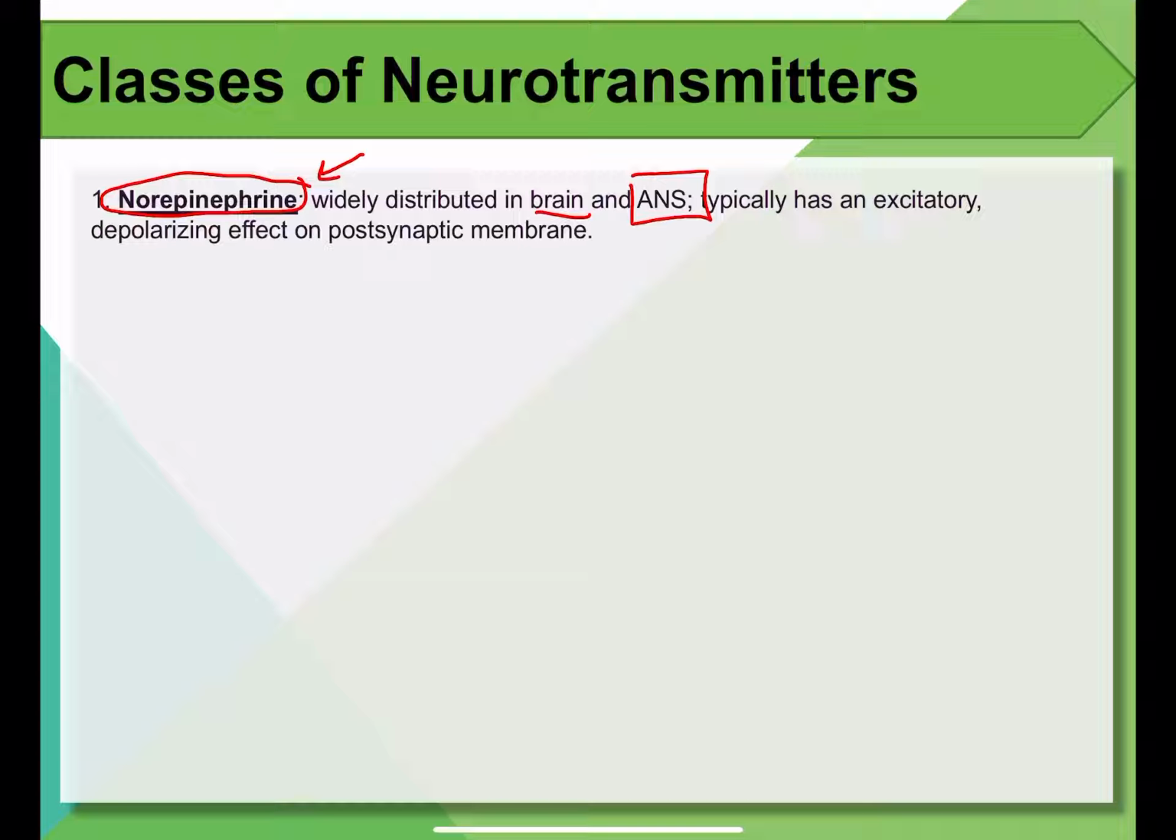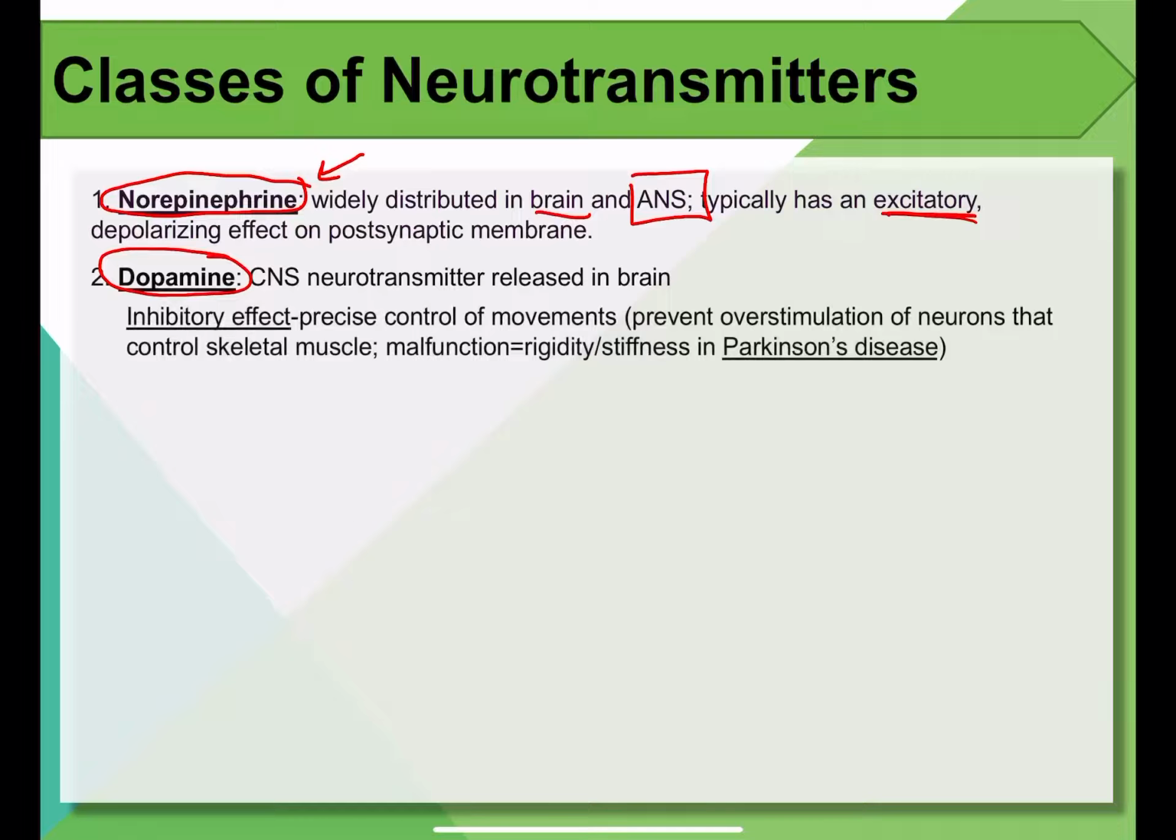We'll talk about the difference between release of epinephrine versus norepinephrine, or with acetylcholine. Okay, so norepinephrine typically has an excitatory, depolarizing effect on the postsynaptic membrane, meaning it does lead to an action potential. Dopamine, on the other hand, is a central nervous system neurotransmitter that can act in two ways. It can act as an inhibitory effect that allows for precise control of movements, because if you have overstimulation of neurons and no inhibitory effect at the right moment, you won't have that smooth movement of a muscle.